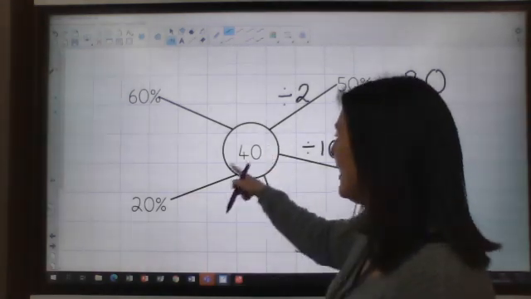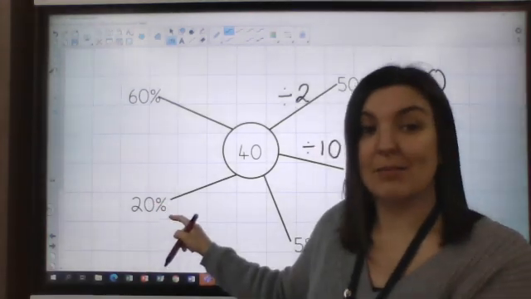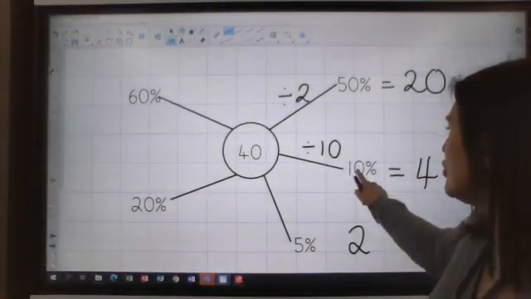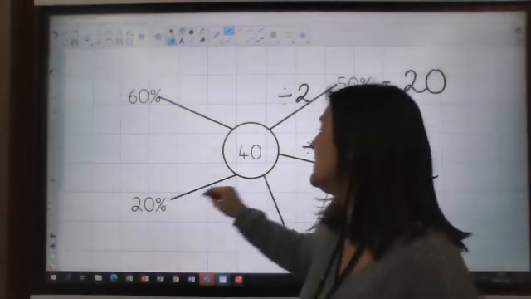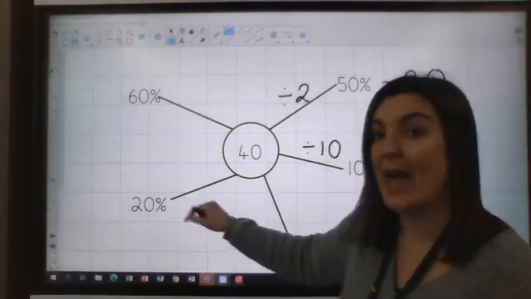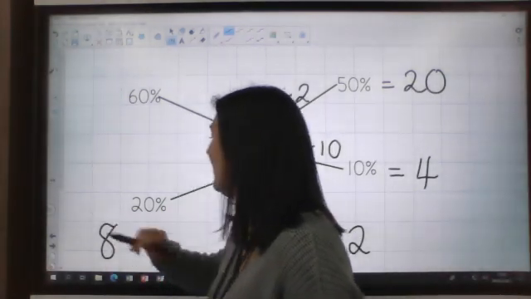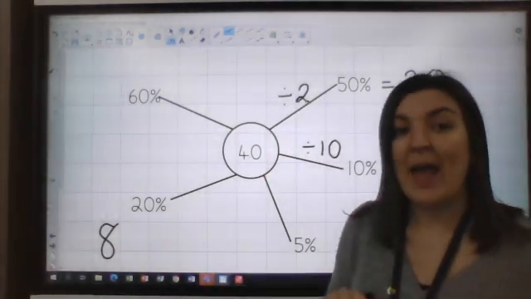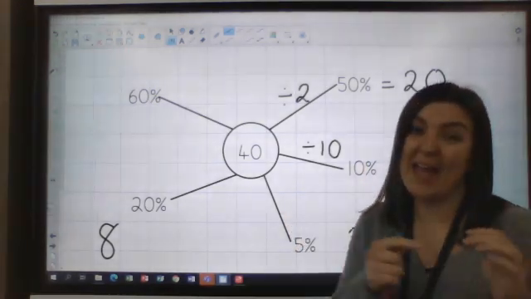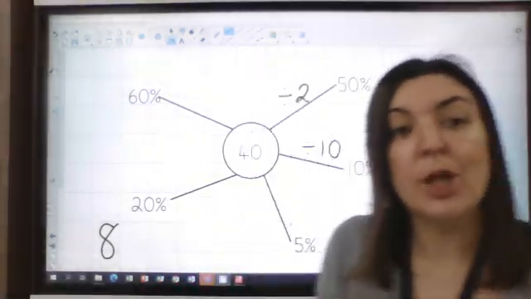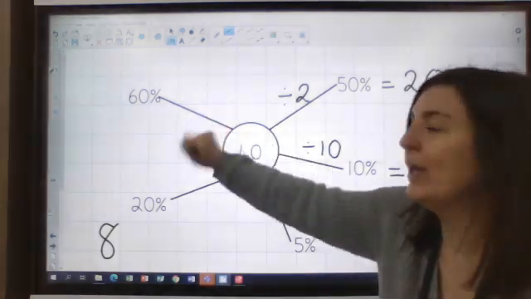Okay, so then 20%. Again, we're going to use our 10% to help us. So 10 and 20. 20 is double 10, so we just need to double this one. And that gives us 8. And that means that any multiple of 10, so any number in the 10 times table, once we've got 10%, we can work it out.